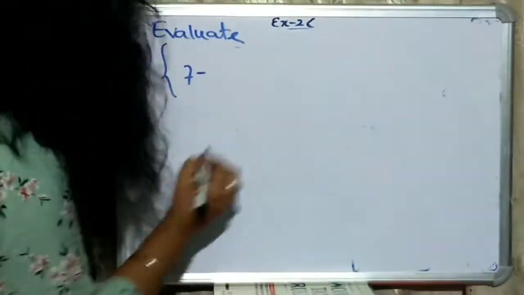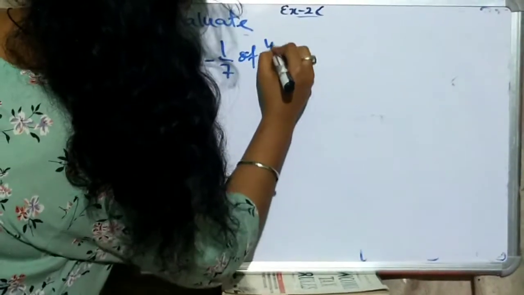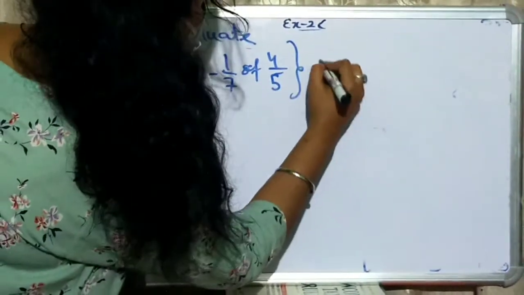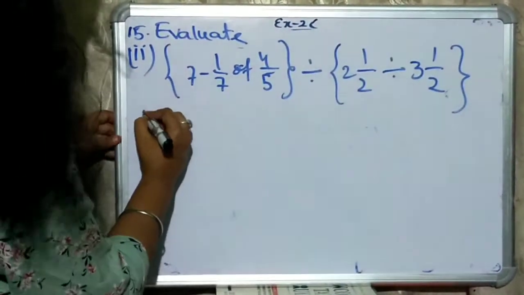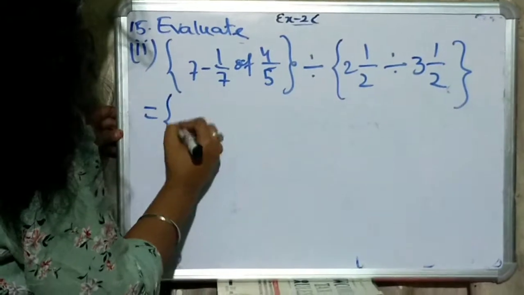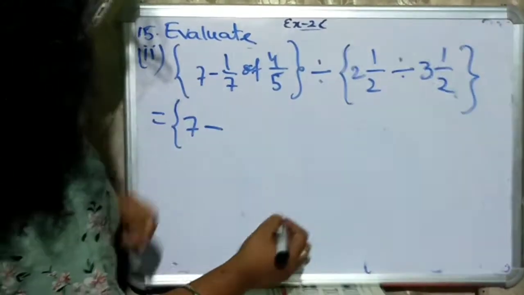Now, question number 2. It is also very easy. You have to do the bracket part first. Now, what is given in the question? 7, 1 by 7 of 4 by 5 bracket divided by 2, 1 by 2 again divided by 3, 1 by 2. Now, here what you will write? This bracket part you have to do first.